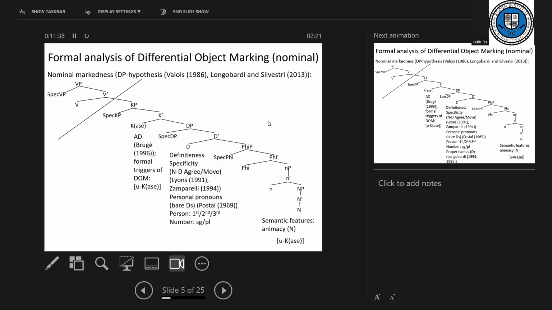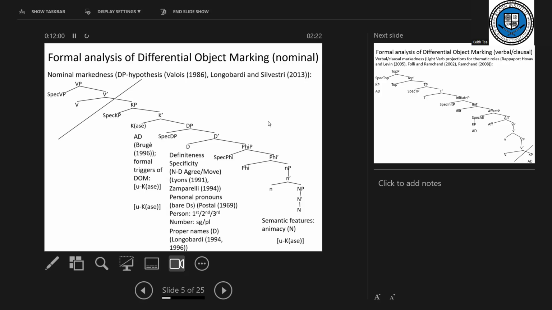Personal pronouns, as we also saw, these also trigger Dom. And here we can divide personal pronouns in terms of person and number. Also, proper names. Okay, so adopting some classic analysis by Pino Longobardi, proper names are D elements, and these can also trigger Dom. Right, so in all of these D categories, we can stick a UK feature to account for their correlation with case marking.